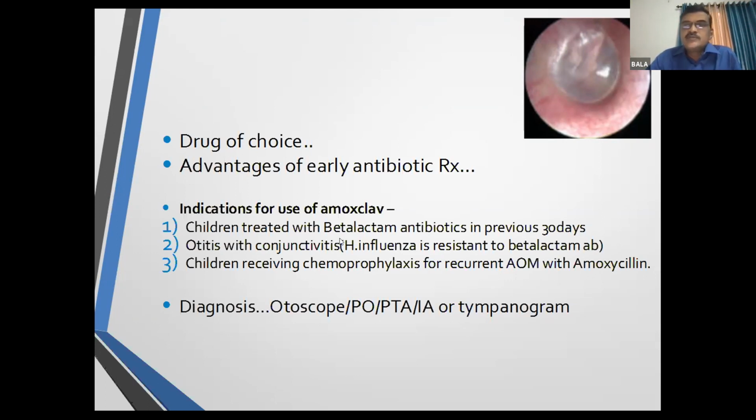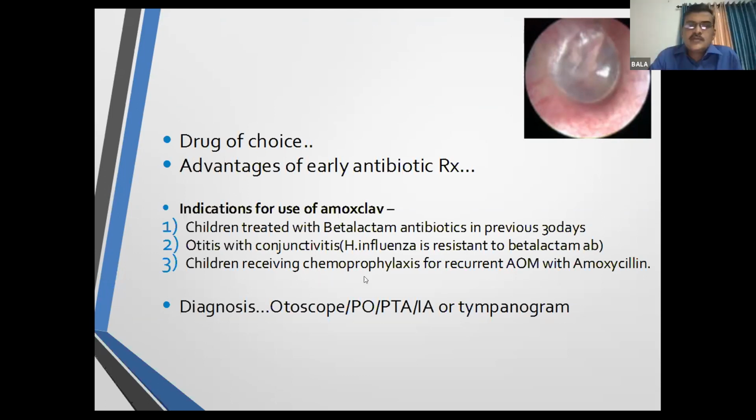Most of us use amoxicillin rampantly, but the three indications for starting amoxicillin-clavulanate are: if the child has received amoxicillin or any other antibiotic within the last 30 days, or if the child presents with conjunctivitis along with otitis media, where the risk of H. influenzae is more, or if the child is receiving chemoprophylaxis, which is not given nowadays for recurrent otitis media. After the use of Pentavac, H. influenzae is now a rare cause of otitis media, because most people have been vaccinated against H. influenzae by Pentavac. So it's not coming into the picture at all.